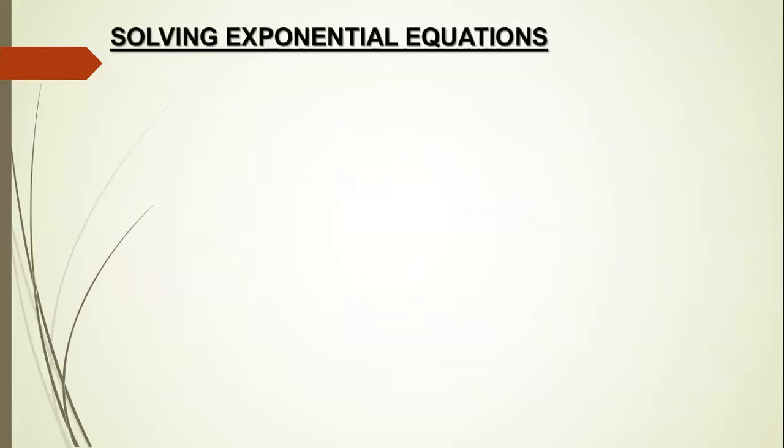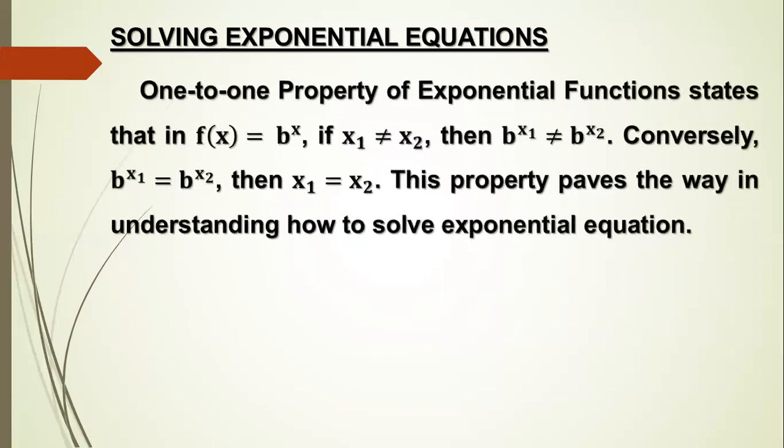Solving exponential equations. One-to-one property of exponential functions states that in f of x equals b raised to x, if x sub 1 is not equal to x sub 2, then b raised to x sub 1 is not equal to b raised to x sub 2. Conversely, if b raised to x sub 1 is equal to b raised to x sub 2, then x sub 1 is equal to x sub 2. This property paves the way in understanding how to solve exponential equation.